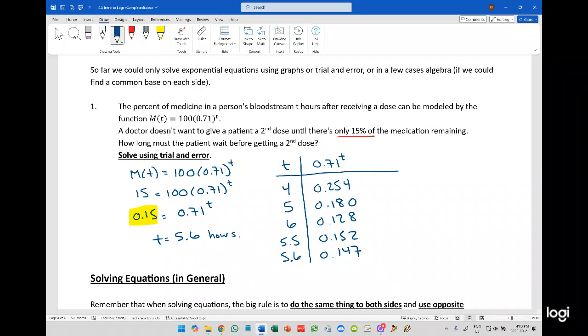Okay, so that's how we solved it using trial and error. We basically simplified the equation just a little bit so that we had it in the form of number equals number to an exponent. We plugged in our value, our guess for t. We figured out what 0.71 to the t was, and we were shooting for 0.15. I wouldn't consider that to be a huge waste of time. It's not that time consuming to do that, truthfully. Again, we had to do 5 guesses, but each guess took us very little time to complete. It was mostly just me blabbing on.